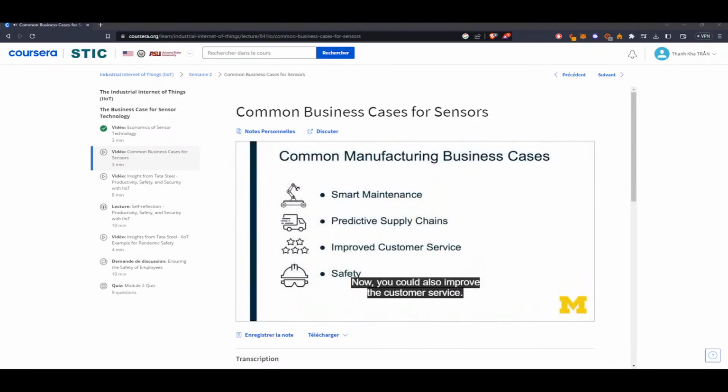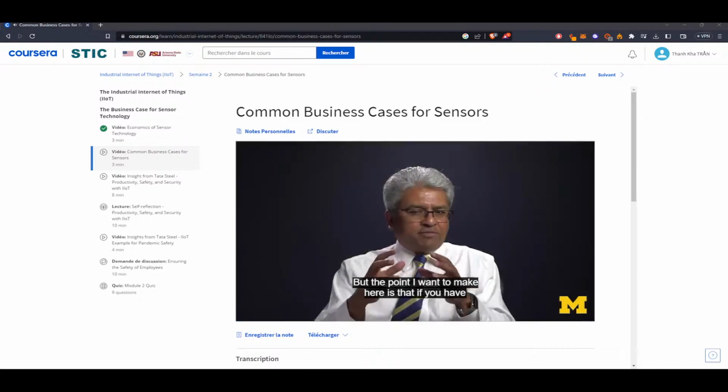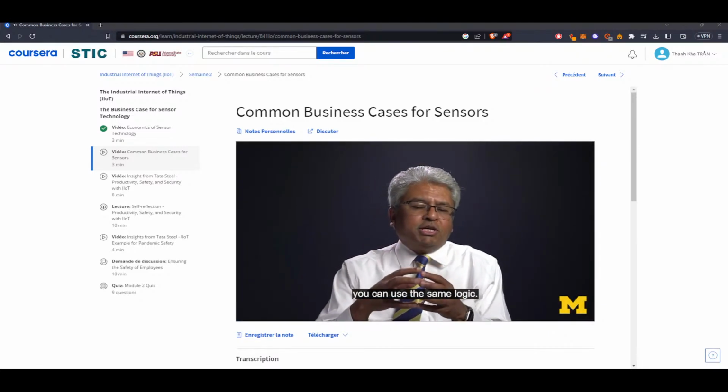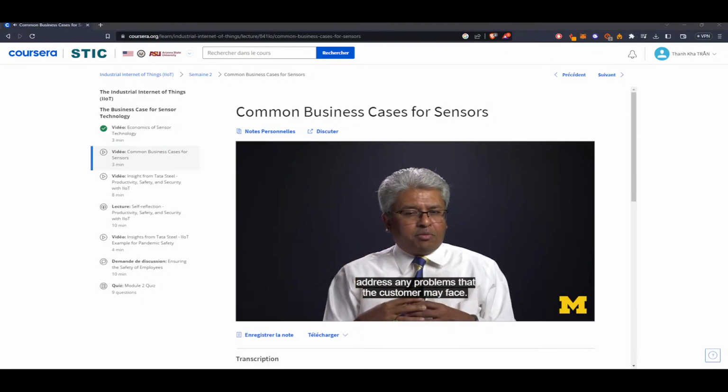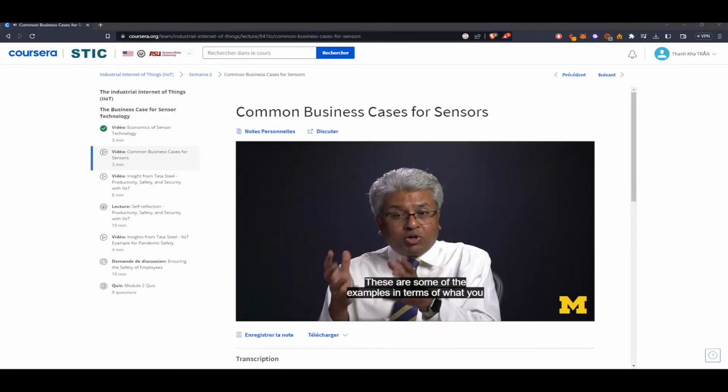Now you can also improve customer service. Just like the example I gave you about a machine inside the manufacturing process, you can do the same if you think about intelligent products. We'll see more and more products that are software enabled, with sensors embedded in them, and we'll talk about this more in our next course on digital twins. But the point I want to make here is that if you have sensors in the product being used by customers, you can use the same logic. You get information through the sensors on how the customer is using the product, and not only that, you can proactively address any problems the customer may face. These are some examples of what you could do with the customer in the context of manufacturing.